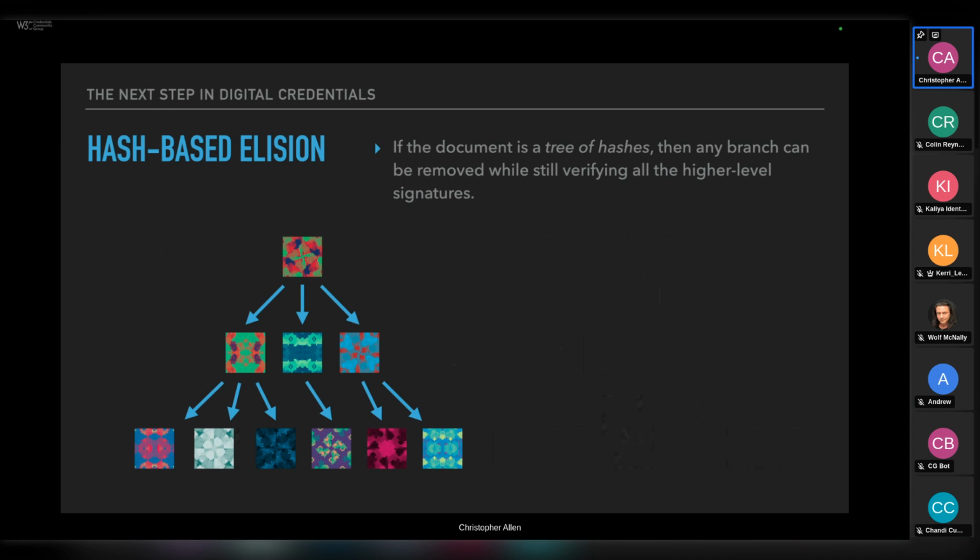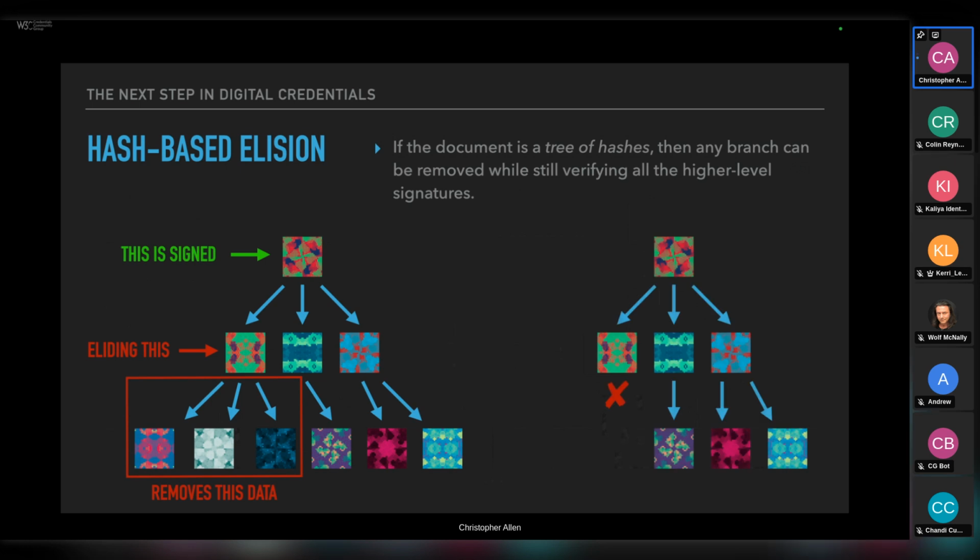Then any branch can be removed while leaving the hash behind, so that all the higher level signatures can be evaluated. In this case, the root is also signed, but we can choose to elide this particular document. Let's say that this is my age and I don't want to send that to somebody. It removes certain information about me. I can send this along to someone else, and given that elided information, the signature still verifies. And maybe they don't care or are not supposed to care about my age. They don't need that extra elided information.